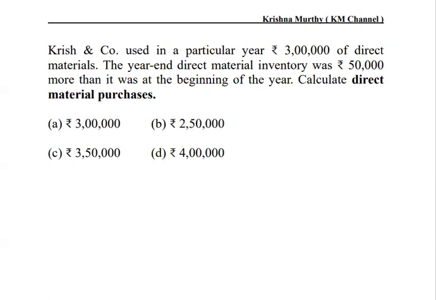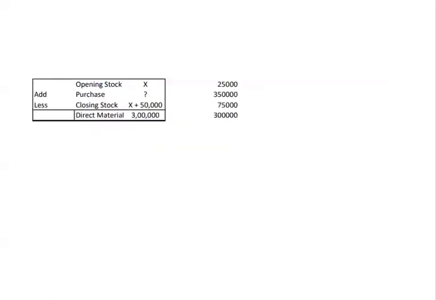Okay. So for that, I think this is the concept. Opening stock is not given, and purchase is also not given. Closing stock is given in relation to opening stock. Closing stock is 50,000 more than the opening stock. We assume that opening stock be X. Therefore, the closing stock will be X plus 50,000.